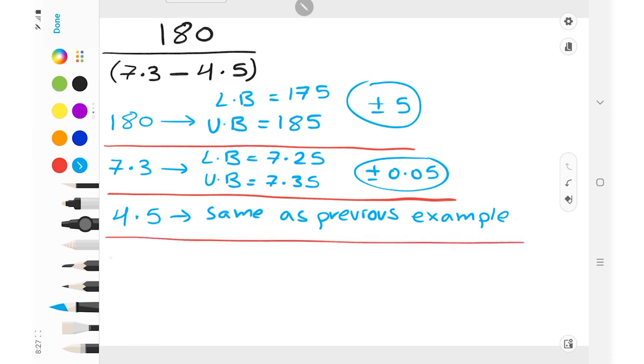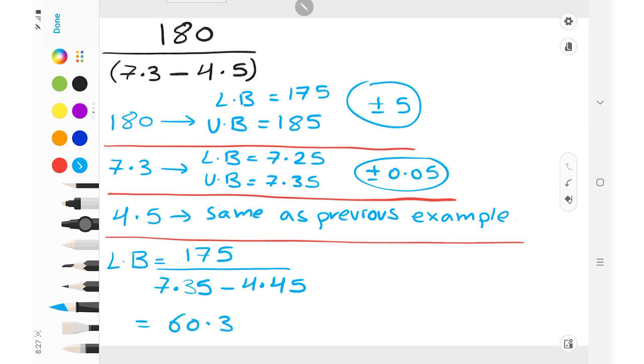So now my lower bound for the whole calculation, it's lower, 175 divided by, for the subtraction, I want upper, the down part, so it's upper first, minus a lower of 4.5, which is 4.45. And my answer is 60.34.